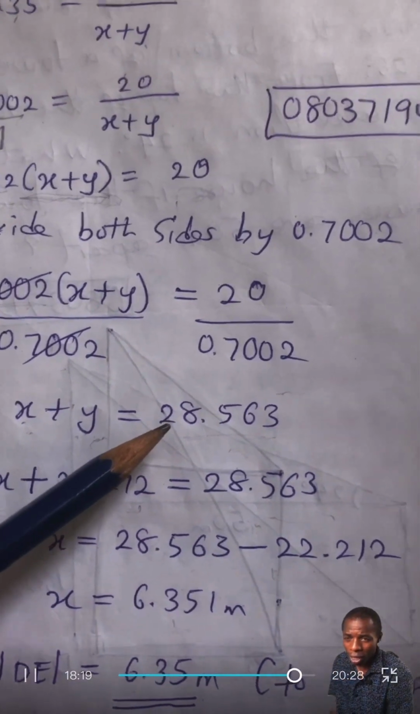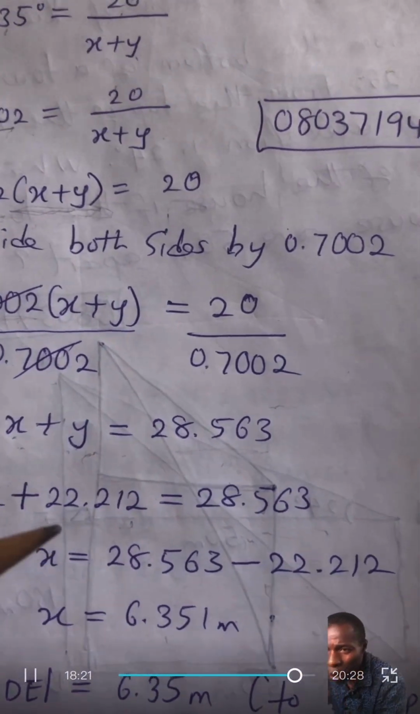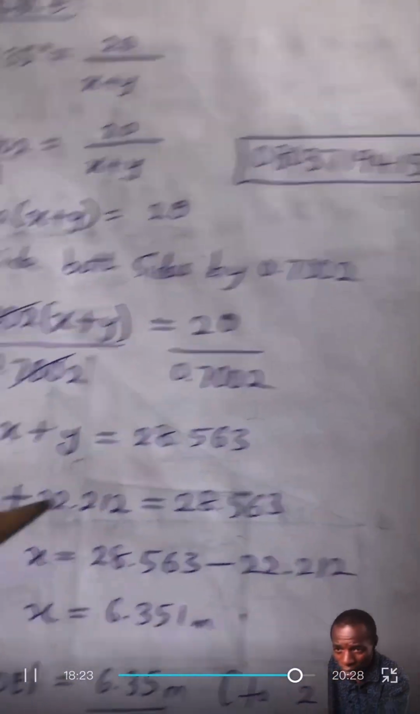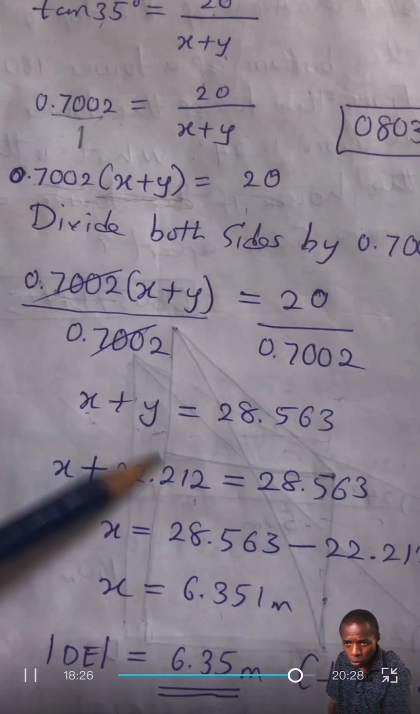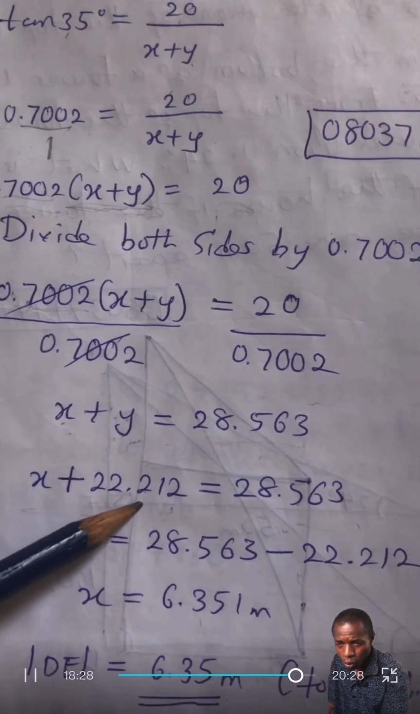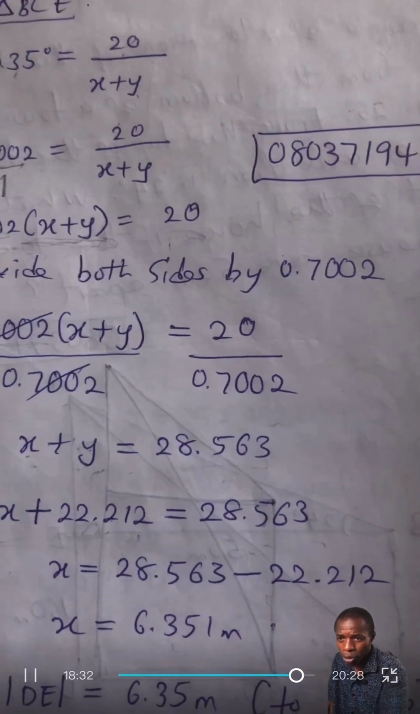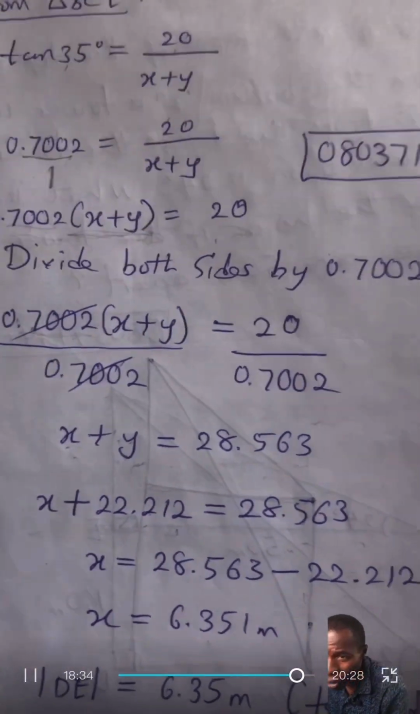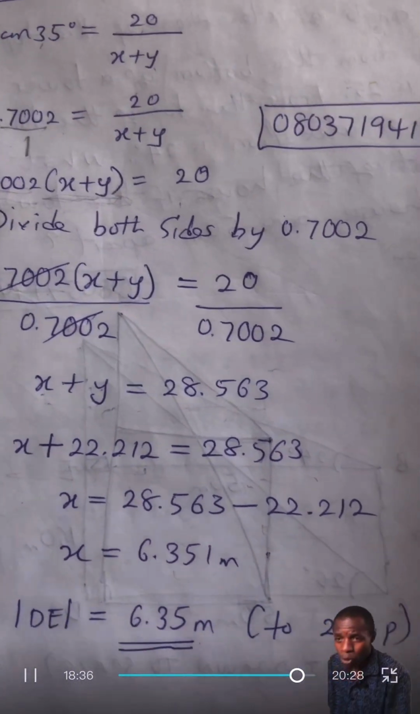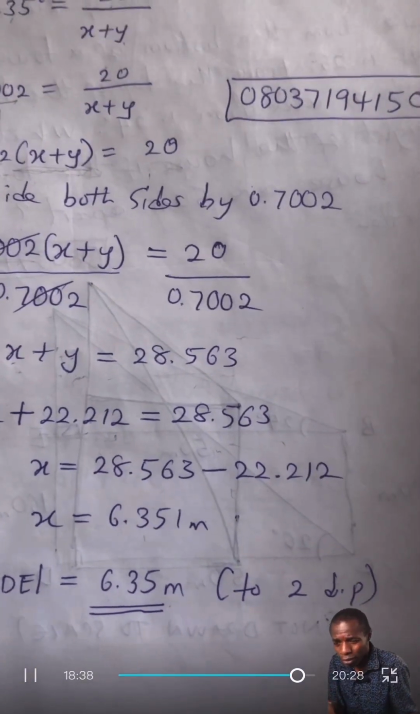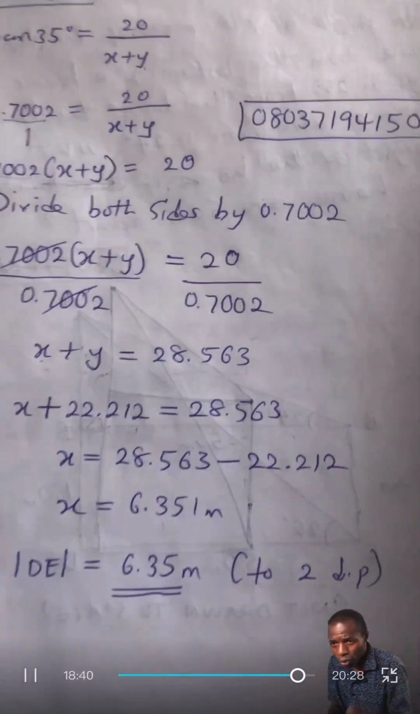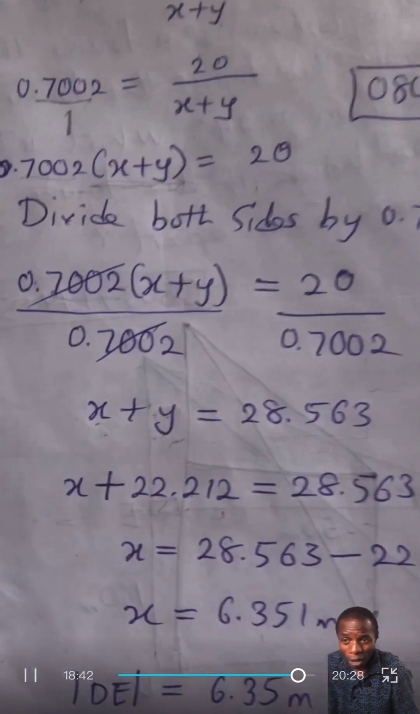28.563. Okay, but do not forget that we already have the value of y, so I replace that y by its value, which is 22.212. All right, so x plus 22.212 is equal to 28.563. All right, so on the left hand side we have two terms, one of them a known value, the other an unknown value. On the right hand side we have a known value.